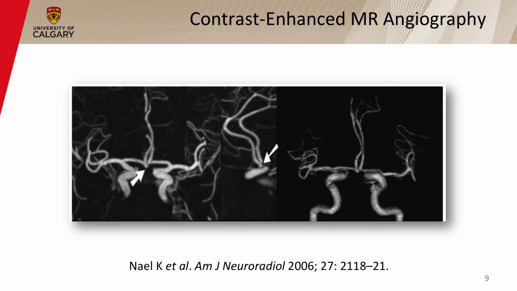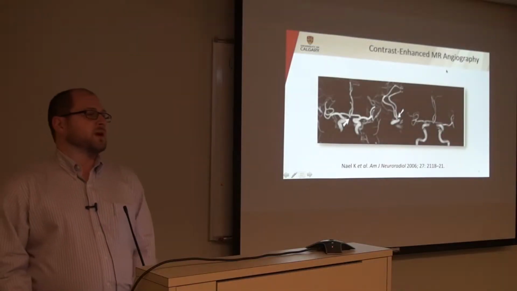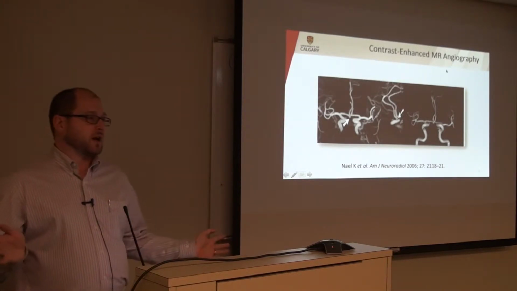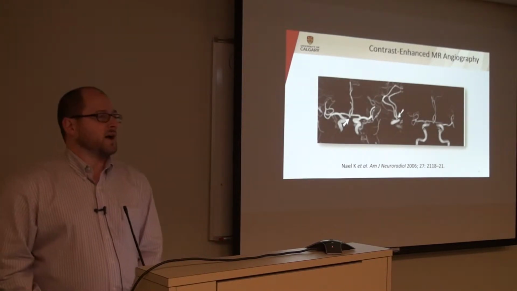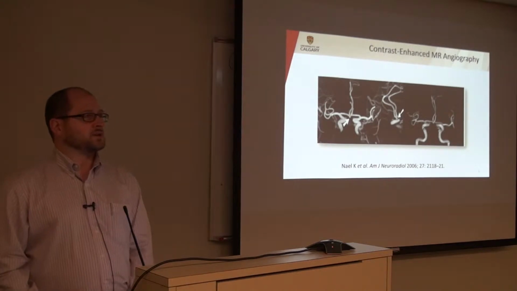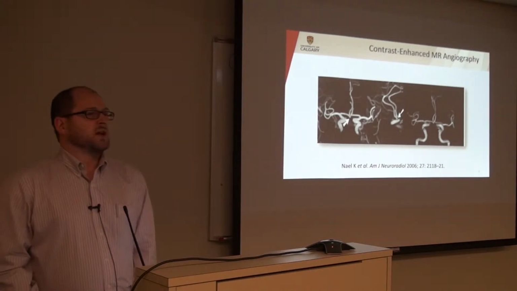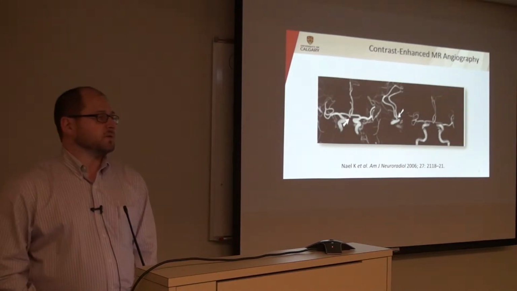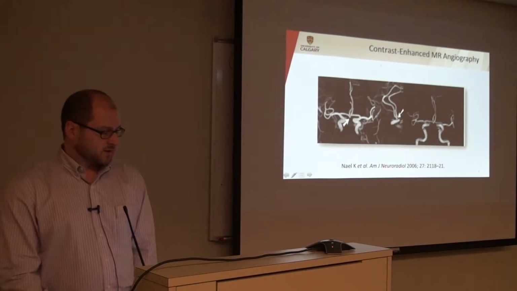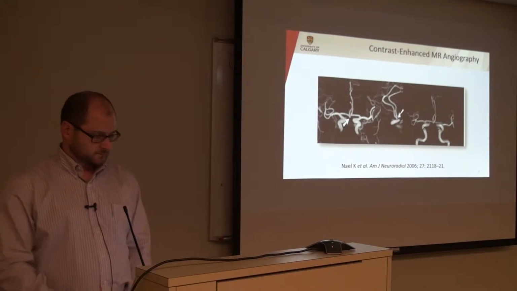And so this is an example of a cranial contrast enhanced MR angiogram. So typically the way this is done, you acquire one image without contrast, you inject contrast, you acquire another image with the exact same slice location and the exact same parameters, and you do a subtraction between the two, and the difference gives you these nice angiograms.